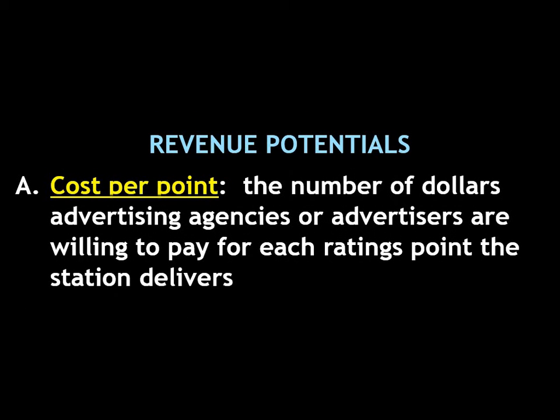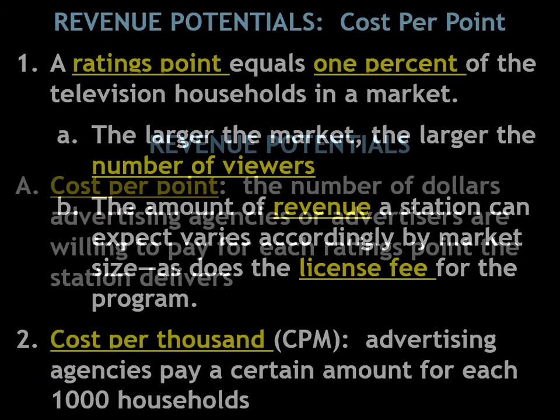Okay, let's go into a little detail now on how the stations can actually earn money in the middle of all of this. The main value figure that television stations are really going to get to when it comes to bottom line value, and this is what a lot of advertising agencies are looking at as well, is cost per point. Cost per point is the number of dollars advertising agencies or advertisers are willing to pay for each ratings point that the station delivers. So let's talk a little bit more about what that might mean.